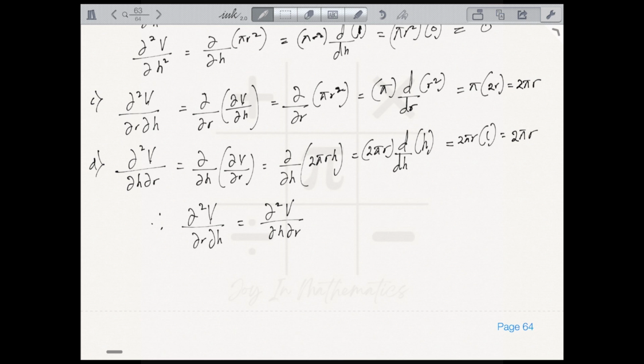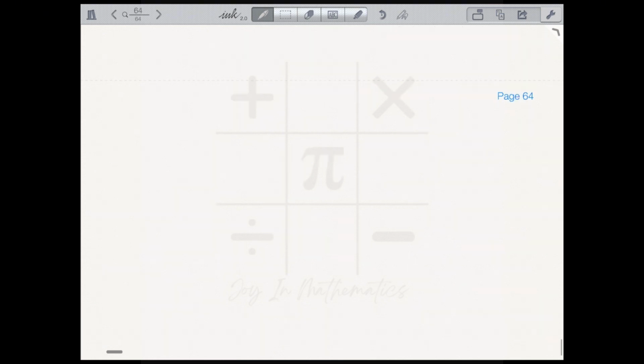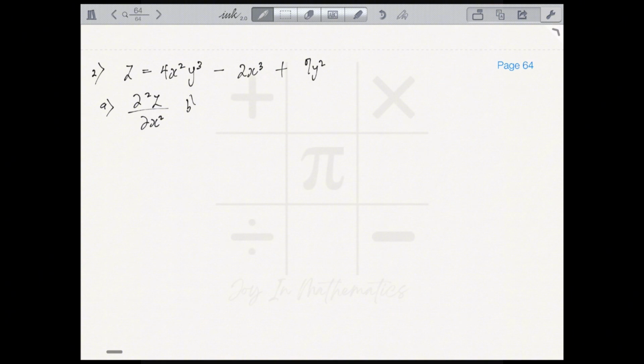Let's take another example to this effect. Number 2. Given that z is equal to 4x squared y raised to power 3 minus 2x cubed plus 7y squared, we are asked to evaluate d square z, dx squared; d square z, dy squared; d square z, dx dy; and d square z, dy dx.